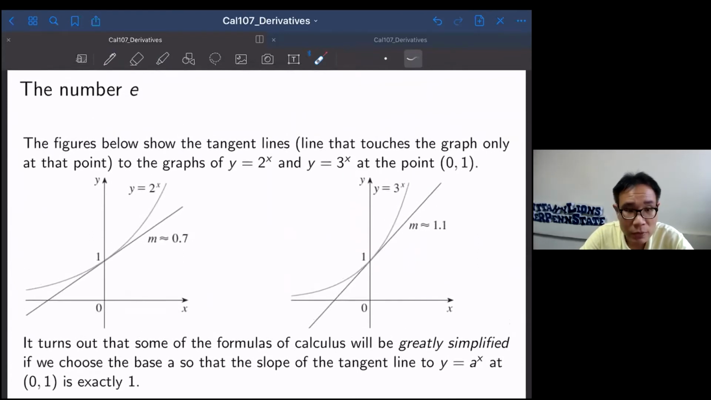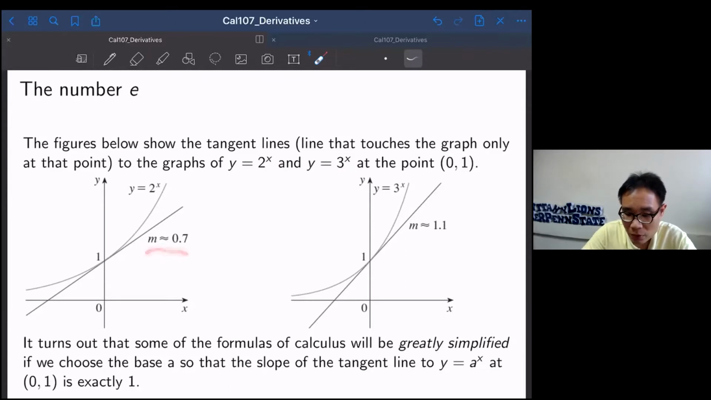Okay, and you have the number e. The number e that we're going to talk about is important because we're going to study the exponential function. So let's first introduce the number e. What is the number e? The figure below shows the tangent line, the line that touches the graph only at that point, to the graphs y equal to 2 to the x and y equal to 3 to the x at the point (0, 1).